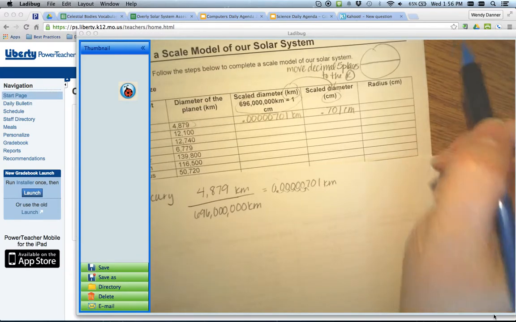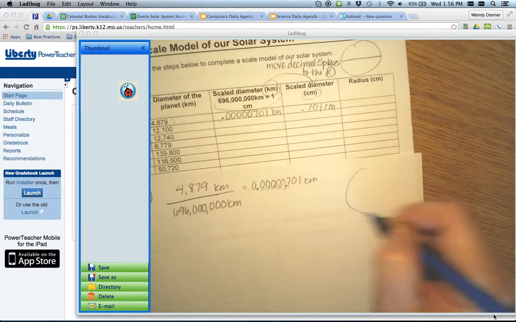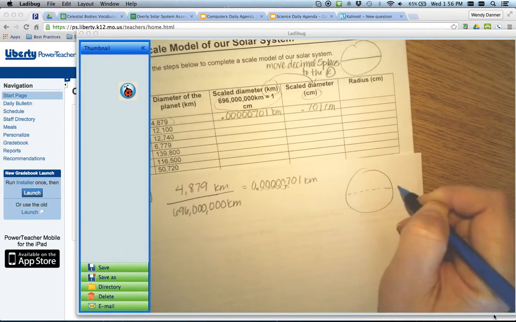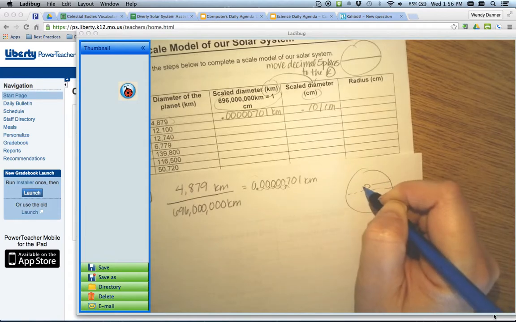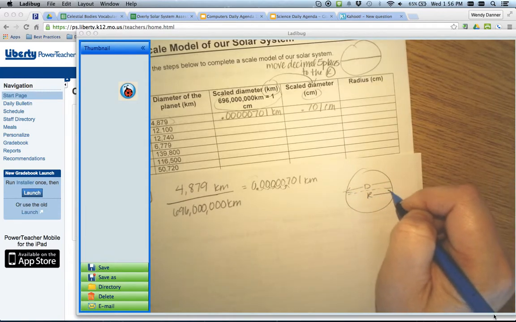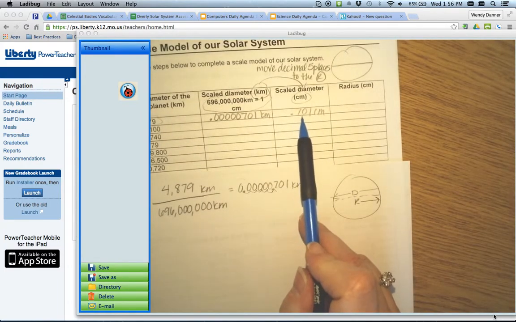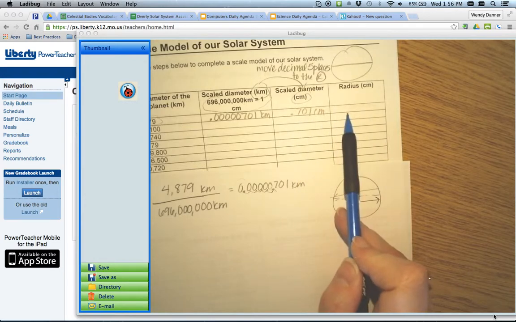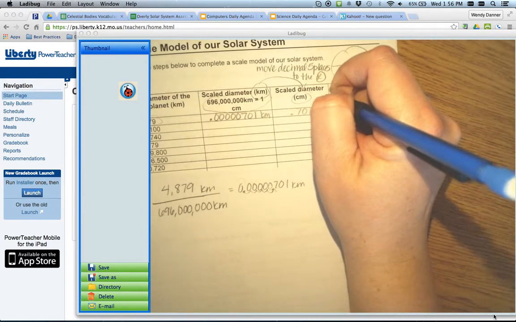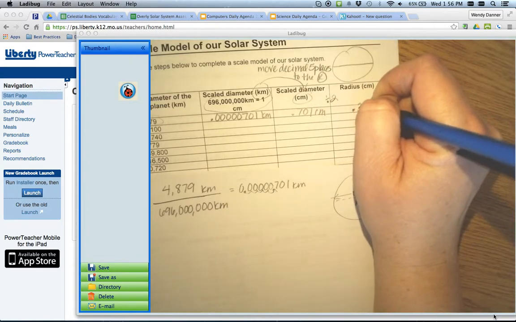Now, if you remember in math class, if you have a circle, all the way across is the diameter. Radius is from the center out. So if this is my diameter, to find the radius, divide by 2. 0.35.